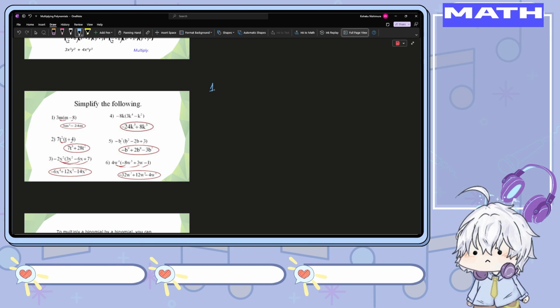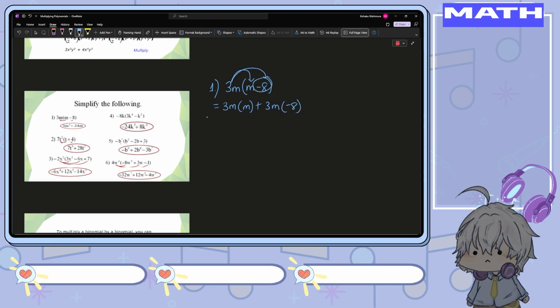So let's answer number 1. Number 1 goes along like it's 3m times the quantity m minus 8. Again, be reminded, we distribute whatever is outside to both the terms inside of it. Thus, we will have 3m times m plus 3m times negative 8. Since the numerical coefficient is 1, 3 times 1 is still 3. M times m is m squared.